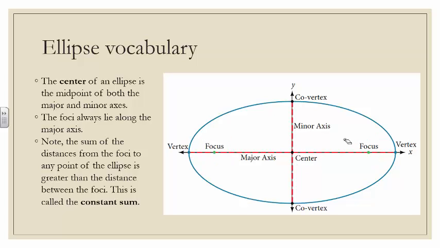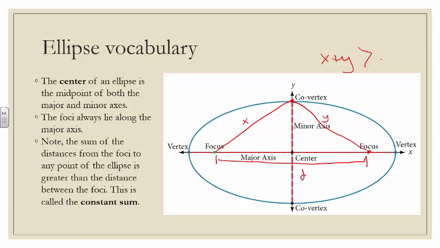What does it mean when we say the sum of the distances from the foci to any point of the ellipse is greater than the distance between the foci? Let's draw a picture. So we have one focus here, and we'll draw a line segment up to this point, and we'll take a line segment from the second focus to the exact same point. The sum of these lines, I'm labeling them x and y, will be greater than the distance between the foci, and the distance between the foci is this distance right here, and we'll label that d. So we have x plus y is greater than d.